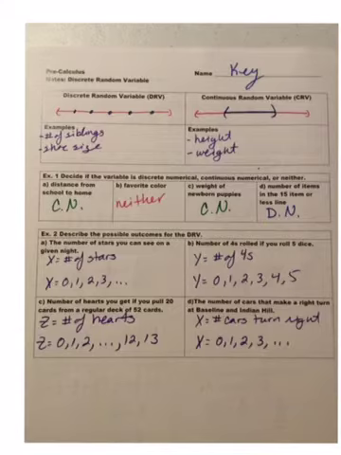All right, so example 2, describe the possible outcomes for the discrete random variable. So A, the number of stars you can see on a given night. So I'm just saying X is the number of stars. Well, some nights are really cloudy. You see 0. Sometimes you look up and you see 1, 2, 3, on and on and on forever.